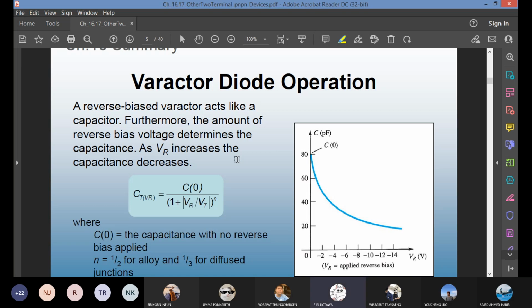It expands. Normally, with no bias, there's a little bit of depletion region. Forward bias, small depletion region. Reverse bias, large depletion region. So large depletion region, the width is wider, the width is large.